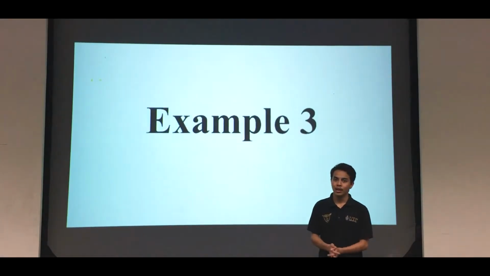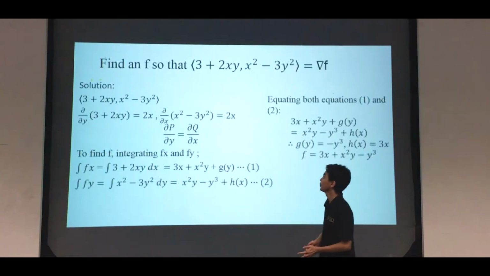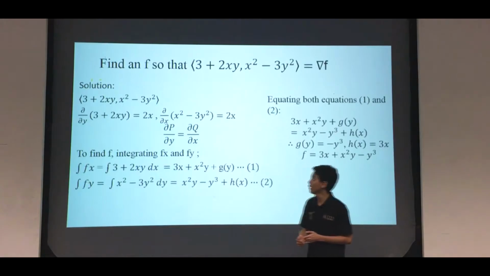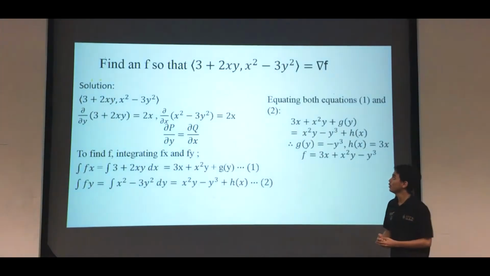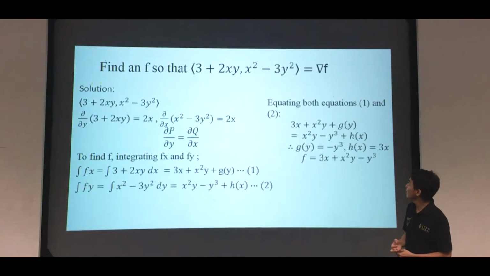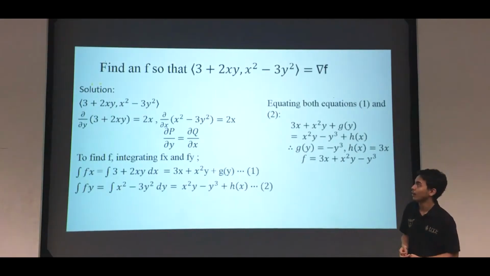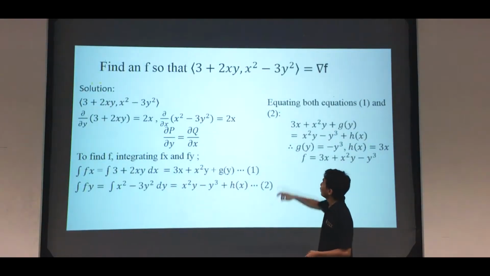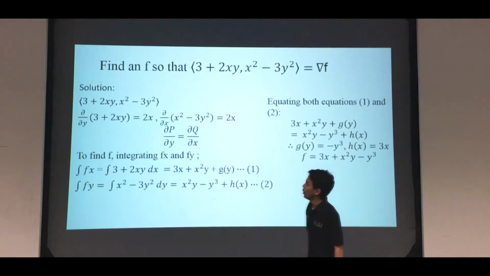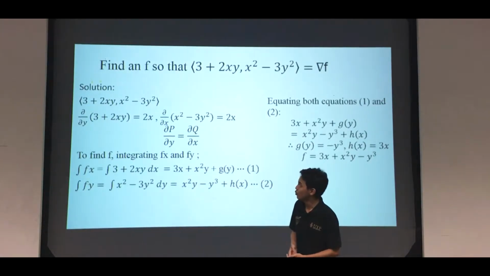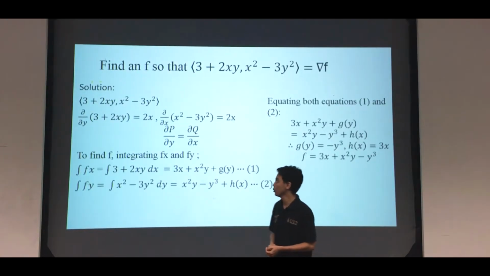Okay, my name is Afiq and I'll proceed with example 3. So, the question asks us to find f where it is given that (3 plus 2xy, x squared minus 3y squared) equals del f. So, the solution is we divide the equation into two parts where 3 plus 2xy equals P and x squared minus 3y squared equals Q.